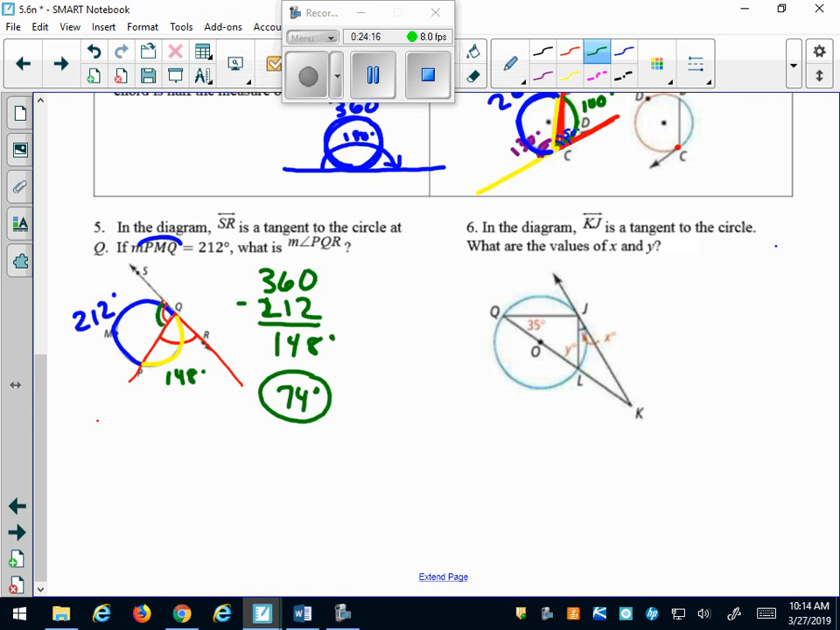The other way to do it would be find this angle, which would be half of 212, or 106, and then a linear pair to it would be 74. Okay, so try this last one. Pause the video and try it, and then come back and check your answers.